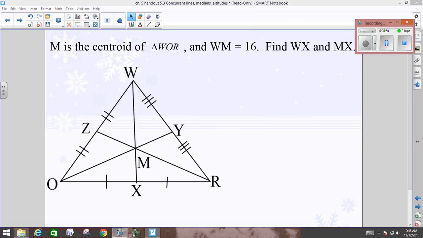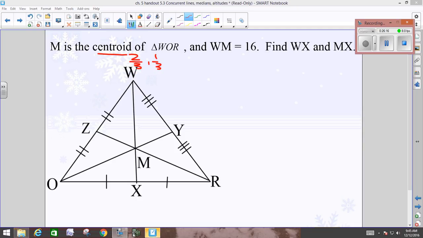So on 3, it says that M is the centroid of triangle WOR. Centroid, that's where the medians intersect. And what fractions does it cut it into, the medians? 2/3 and 1/3 then, obviously.